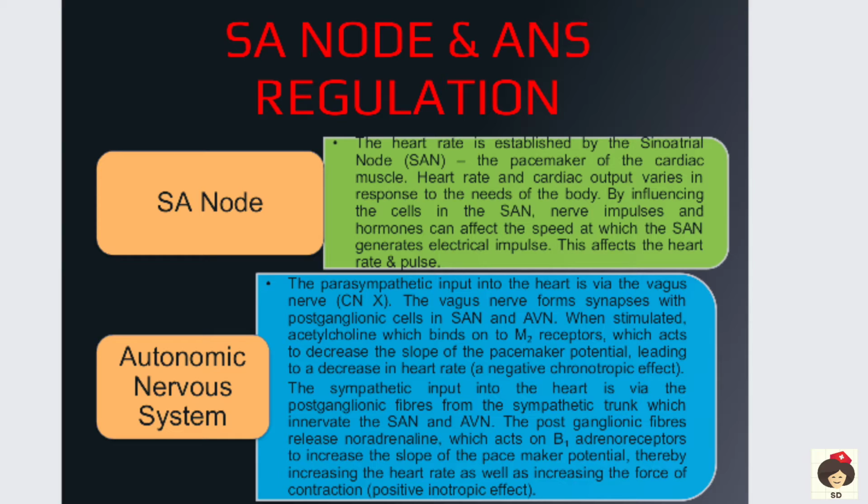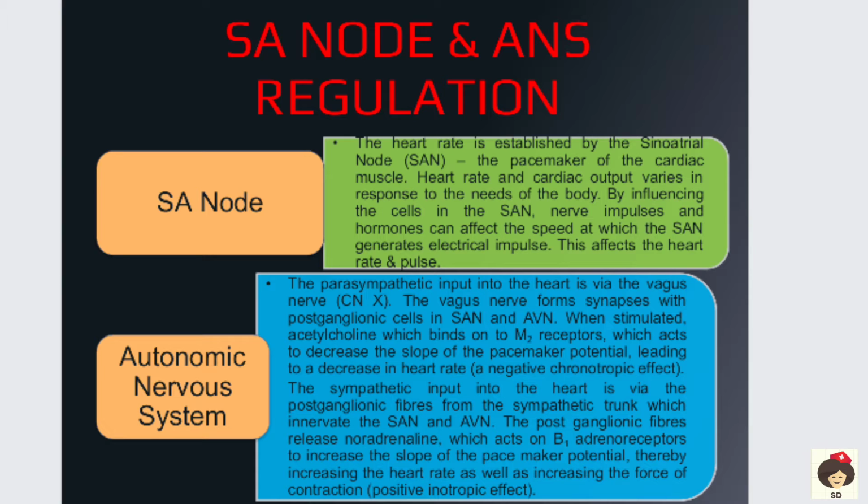The parasympathetic nervous system is triggered via the vagus nerve, which is the 10th cranial nerve, and this vagus nerve will have synapses in the postganglionic cells. A ganglion is nothing but the connection between two neurons. So from one neuron to the other neuron, they will start the impulse.